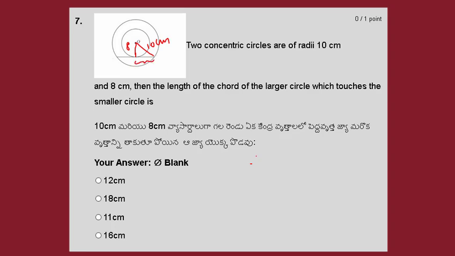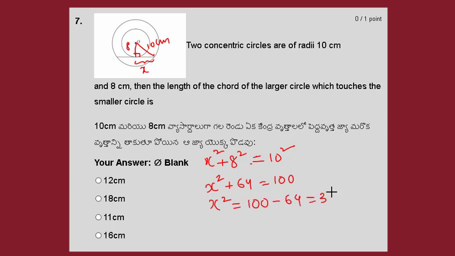To find out the length of the chord, let us take this one as x. Now, as the radius is perpendicular to the tangent, this triangle is a right triangle, so we can use the Pythagorean theorem. x square plus 8 square equals 10 square. Now x square plus 64 equals 100. So x square equals 100 minus 64, which is equal to 36. From that, x equals 6 centimeters.